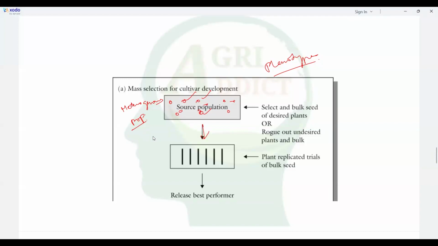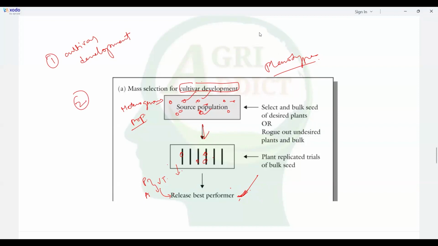Again, you practice the same thing. You have selected this plant, this plant, this plant, and then this plant. Harvest the seed, bulk them, and then grow them. Then you will have the preliminary yield trial, advanced yield trials, etc. Ultimately, you will release the best performing plant or the best performing group of plants as your variety, right? So this is for your cultivar development. Mass selection can be used for two things. The first is cultivar development. What is the second thing for which mass selection can be utilized?